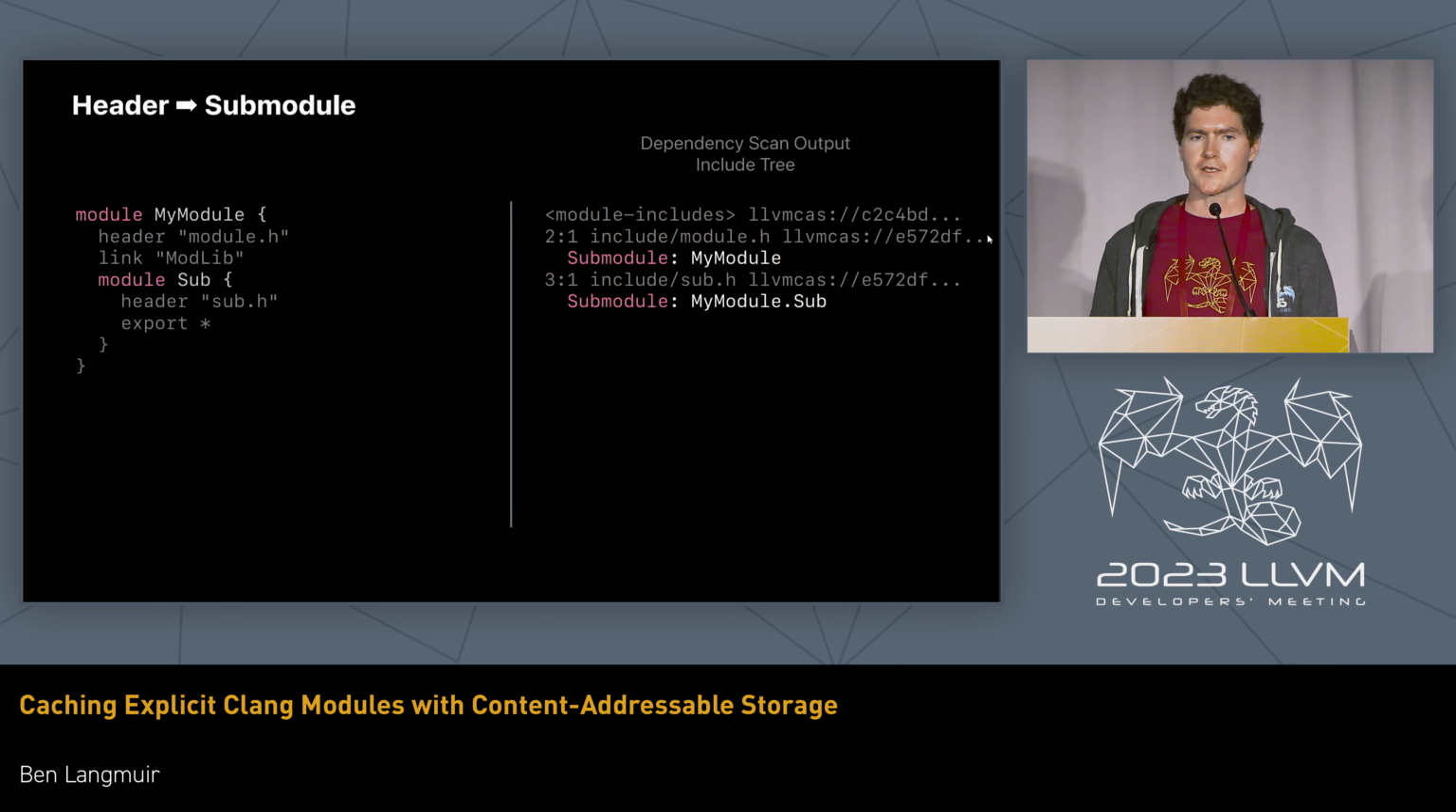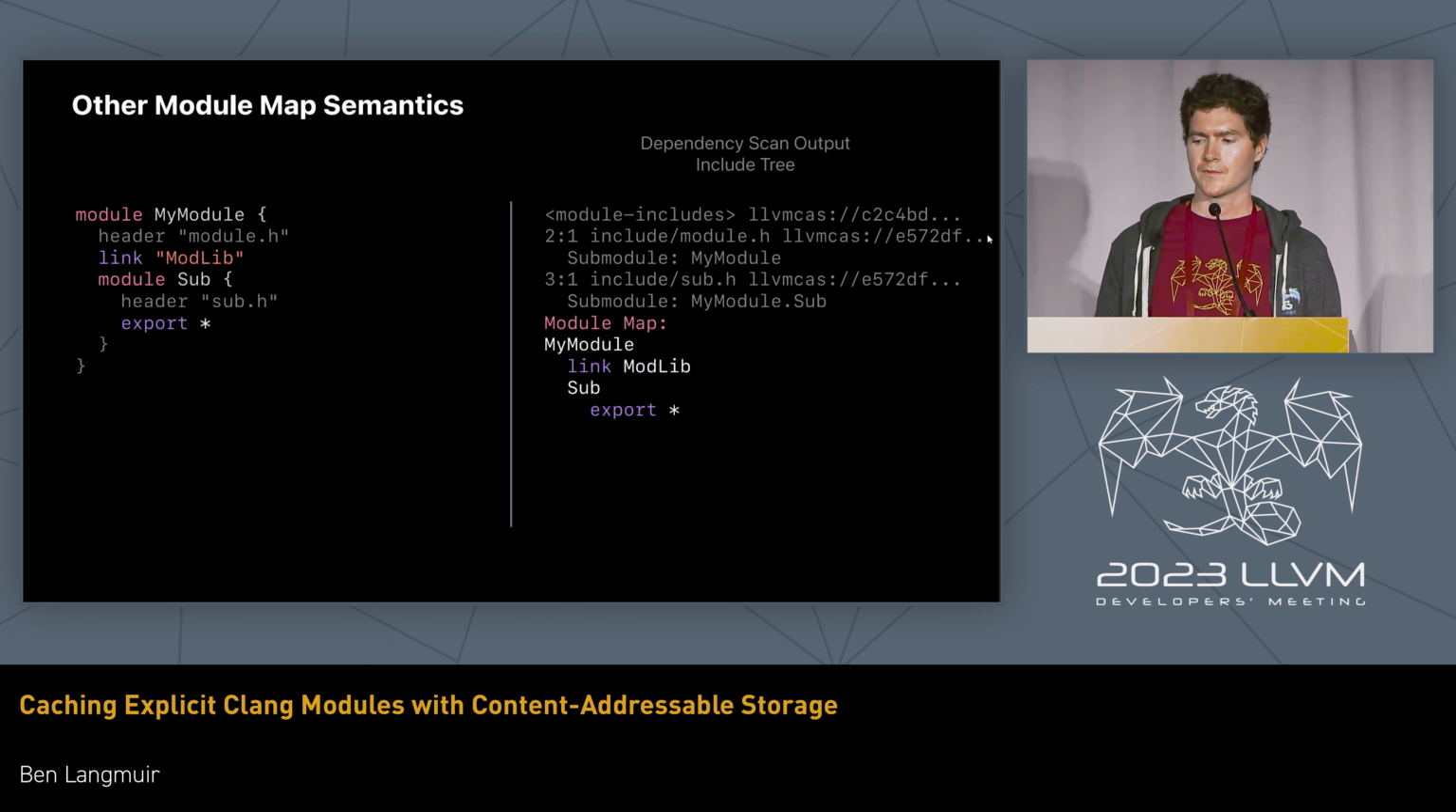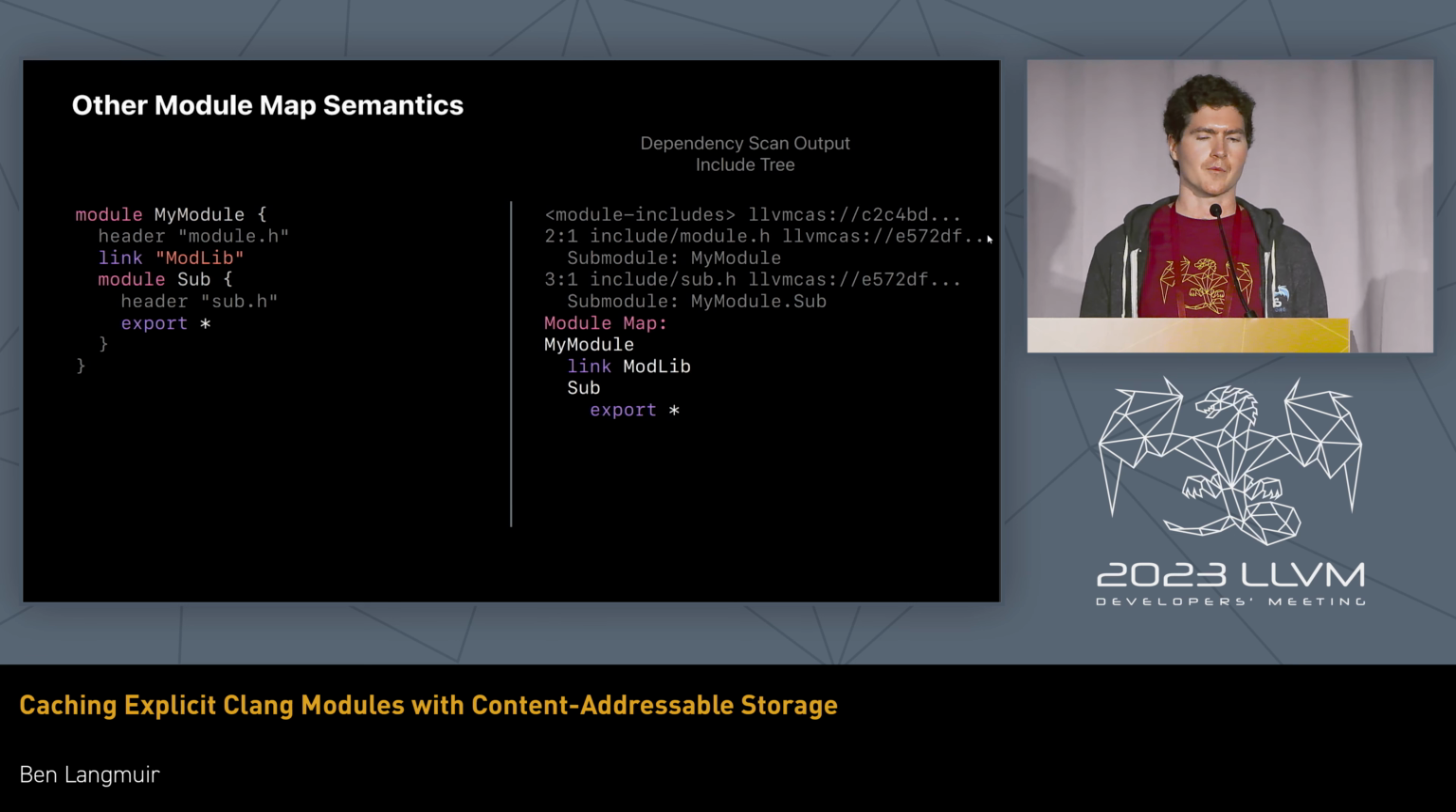Next, we need to keep track at each header include location what submodule we're entering or exiting. This allows us to associate declarations and macro definitions from this module with the correct submodule. Finally, any additional metadata that was in our module map, such as the link and export declarations here, gets stored in a simplified module map data structure at the end of our include tree.